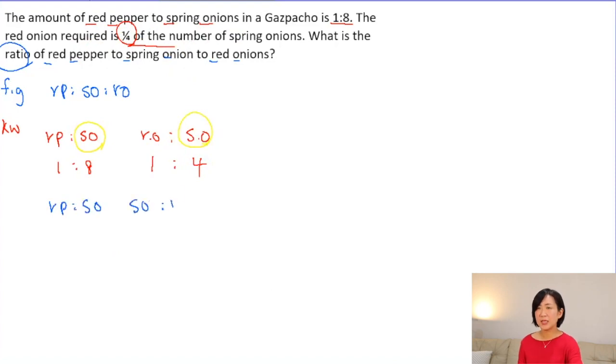Then we can make these 2-term ratios. We put them together to make the 3-term ratio. Red pepper to spring onion is 1:8. Spring onion to red onion, let's swap it, is 4:1.